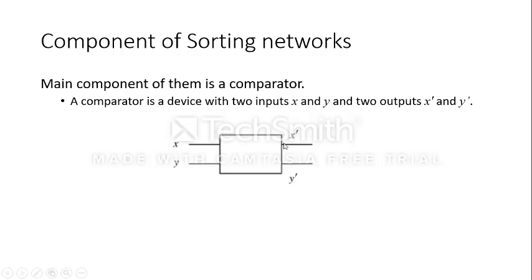The main component is a comparator, where a comparator is a device. It is basically an input and output device. It takes a binary input, two values as the input, and it produces an output x prime and y prime.